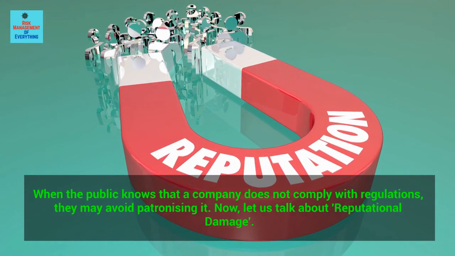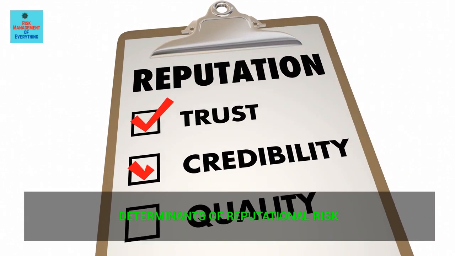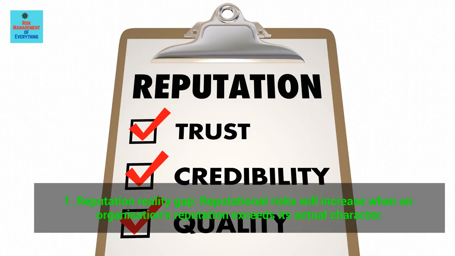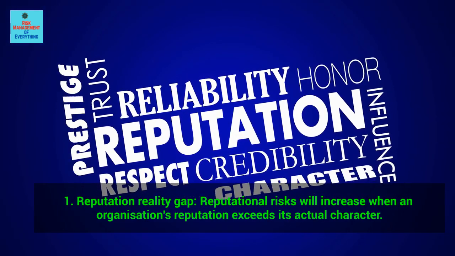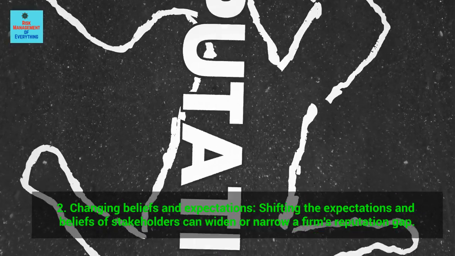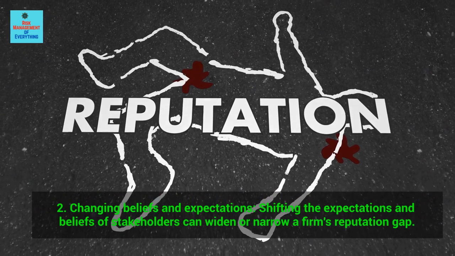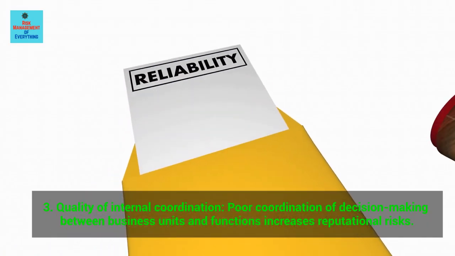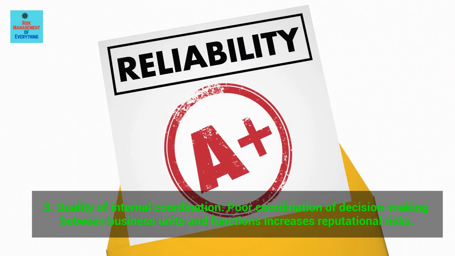Now, let us talk about reputational damage. Determinants of reputational risk. There are three major determinants of reputational risk. 1. Reputation reality gap. Reputational risks will increase when an organization's reputation exceeds its actual character. 2. Changing beliefs and expectations. Shifting the expectations and beliefs of stakeholders can widen or narrow a firm's reputation gap. 3. Quality of internal coordination. Poor coordination of decision-making between business units and functions increases reputational risks.